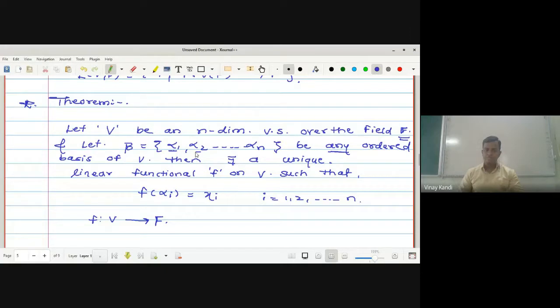If alpha 1 and alpha 2 are different, then x1 and x2 are also different. That means the image of each and every alpha i is different. F of alpha 1 is not equal to f of alpha 2.